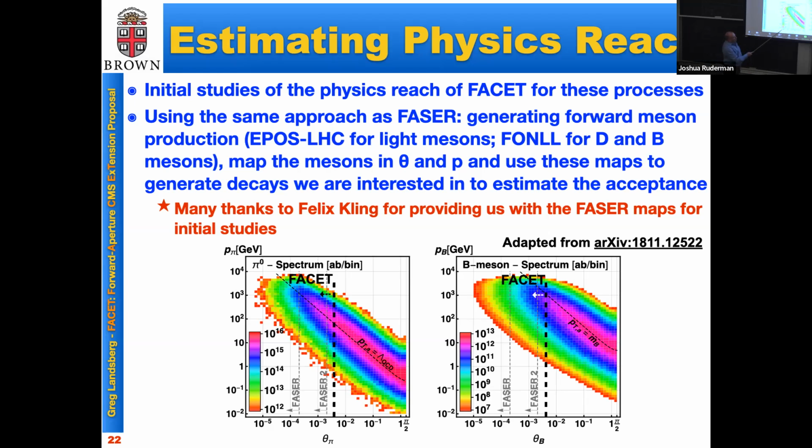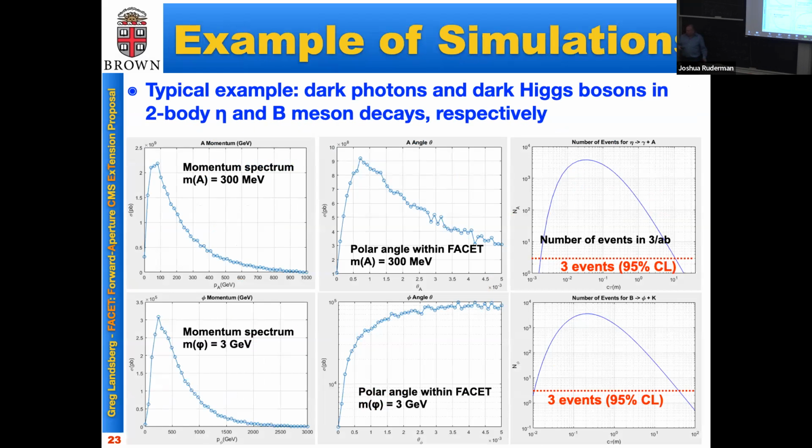So it's 5 milliradians, and well, this is what Phaser and Phaser 2 would cover. So FACET has a little bigger solid angle because of the radius and the position. And then we could just simulate various decays.